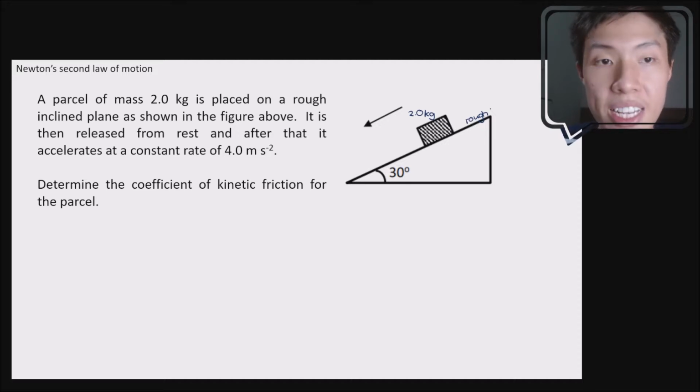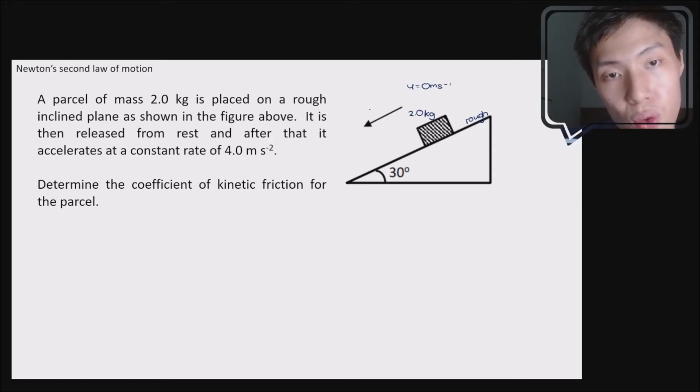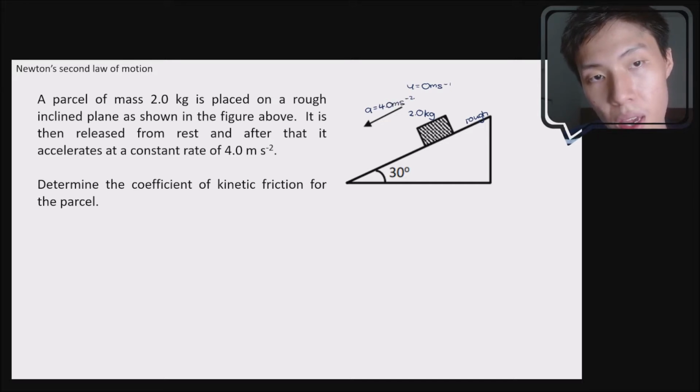It is then released from rest. So initially it should be at rest. So if you want, you can state u equals 0 meter per second here. Okay, and then after that it accelerates at a constant rate of 4 meter per second square. So a over here should be equal to 4 meter per second square.